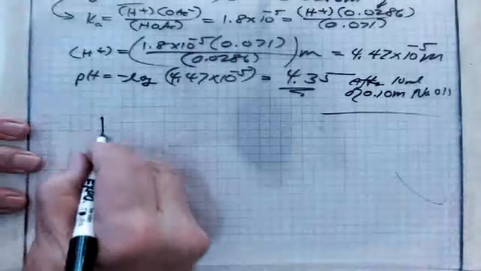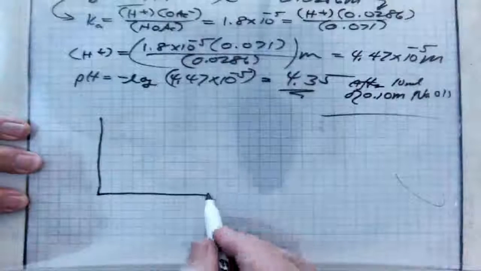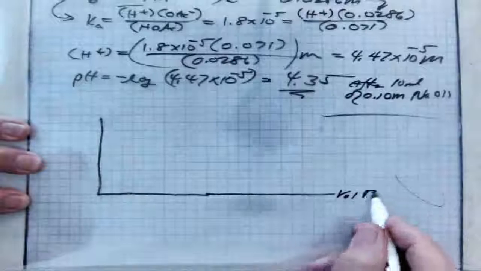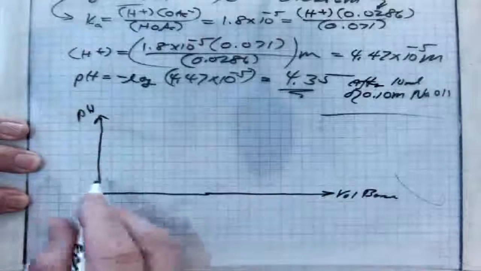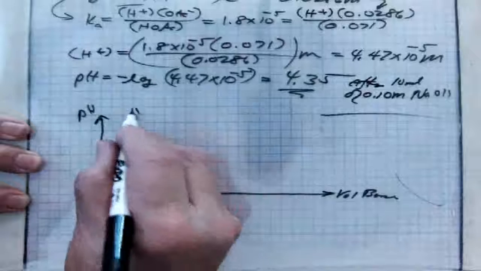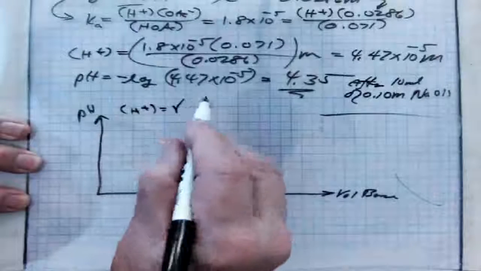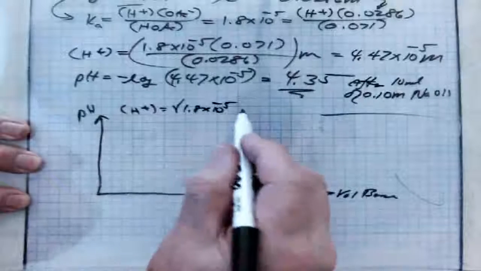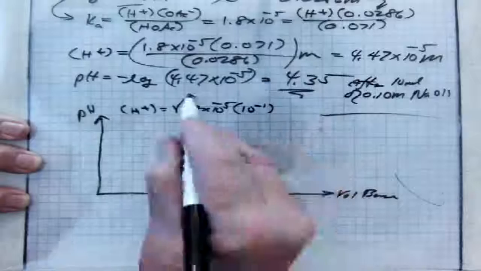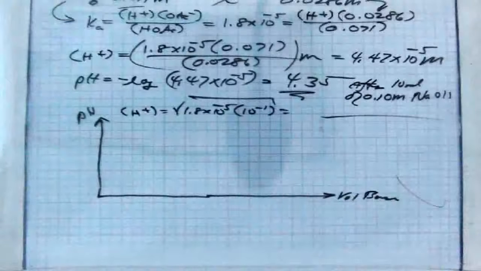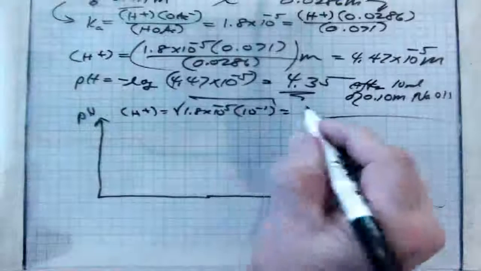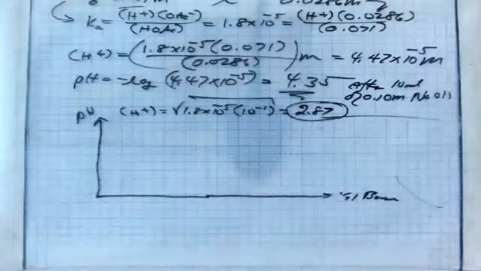Let me show you something real quick here. So what we're looking at now in the titration, I didn't calculate before addition of base. Hydronium ion is equal to the square root of 1.8 times 10 to the minus 5, Ka, times the 0.1, 10 to the minus 1, and I think it's 4.74, I believe. Let me check that. It's 2.87, excuse me. 2.87. This is before we started adding anything into it.